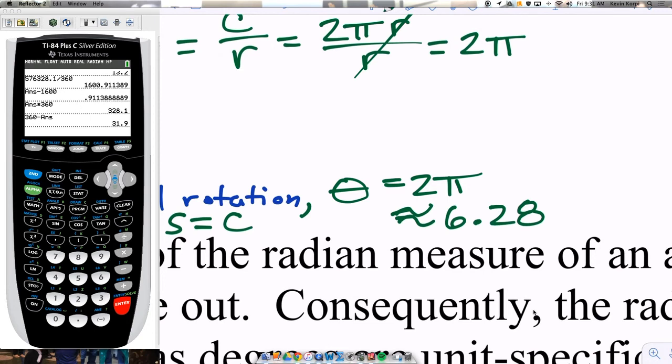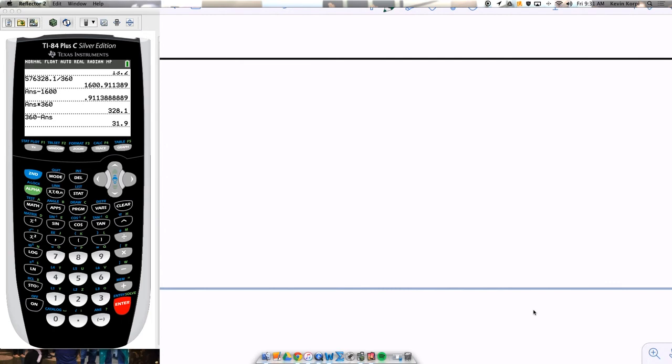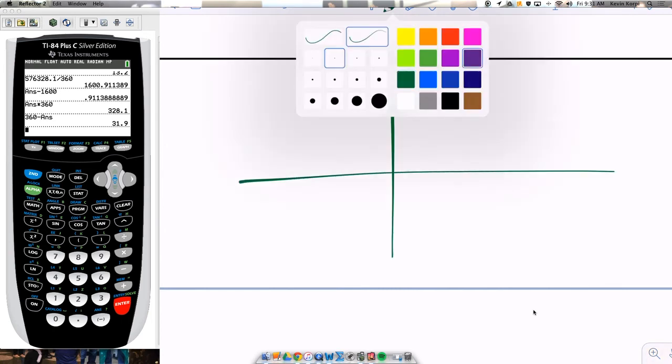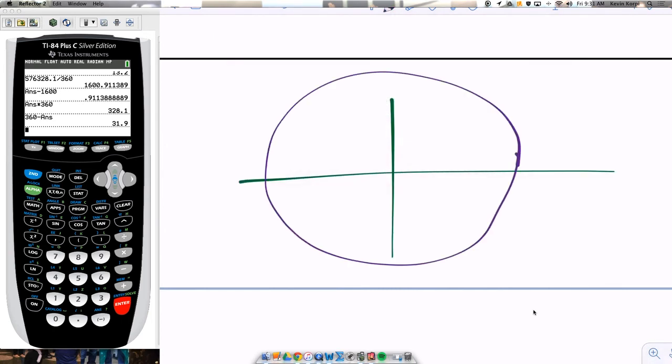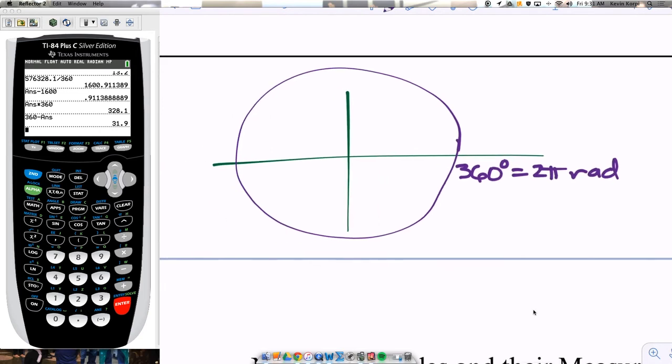But knowing that one full rotation now is 2 pi radians, we can come up with some conversion factors. Watch this. This is fun. Okay, if one rotation is 2 pi, then one rotation is also 360 degrees, yeah? So 360 degrees must be equal to 2 pi radians. What are the units of degrees? Degrees. What are the units of radians? Nothing.